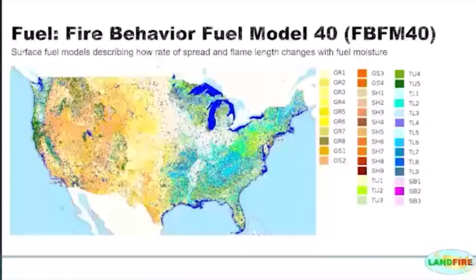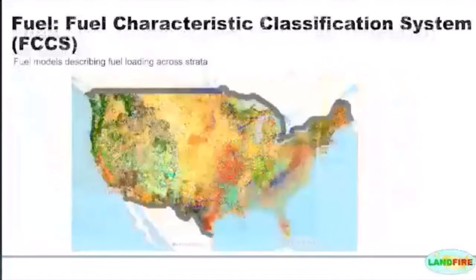And this is kind of our poster child for LANDFIRE, right? We map fire behavior fuel models, the Scott and Burgan 40 fuel models that indicate surface fuels. It gives you an idea of the rate of spread and the flame length for a particular type of vegetation, and it's used in almost every fire behavior model that I can think of. I'm going to talk more about that in a minute.